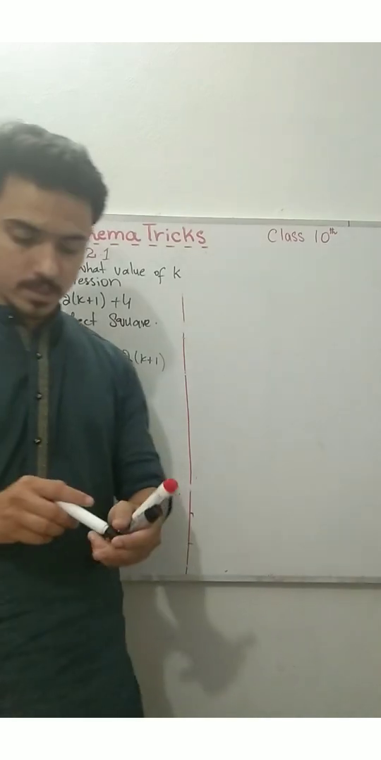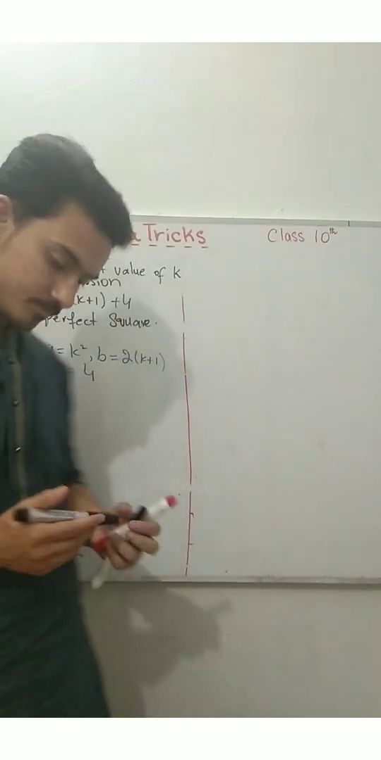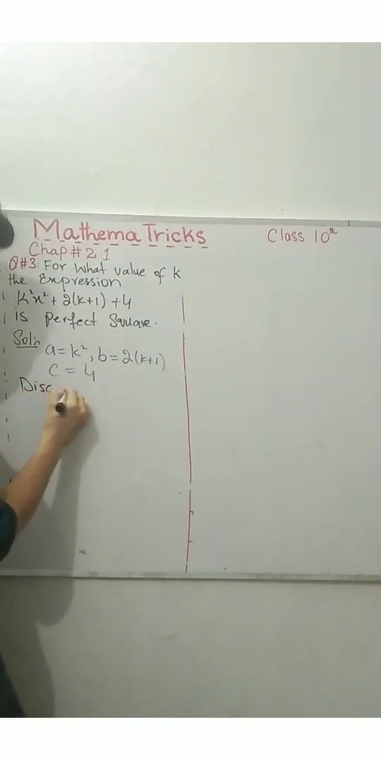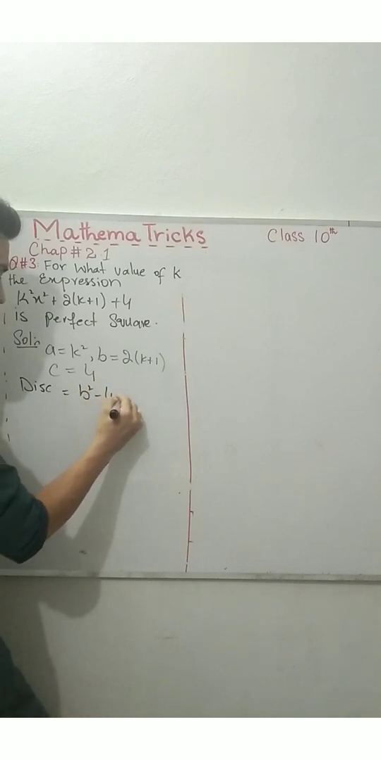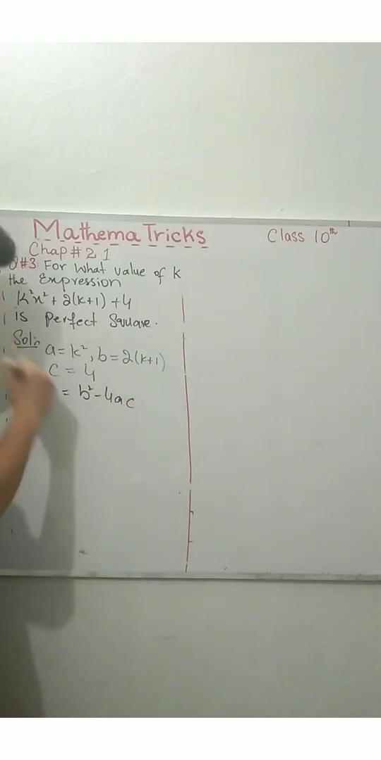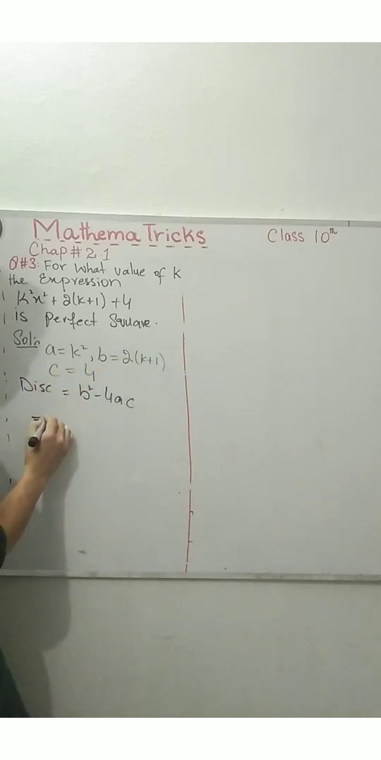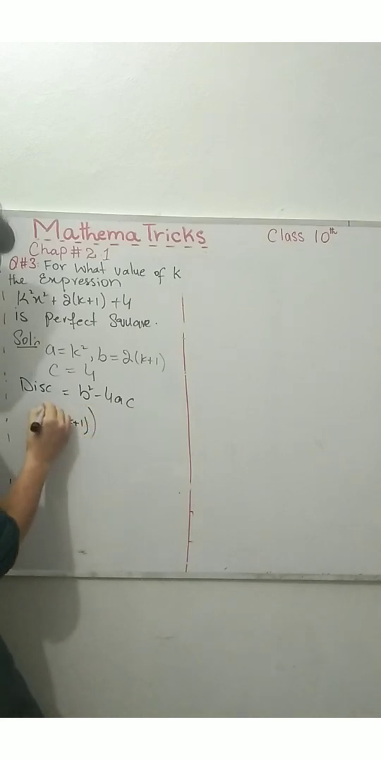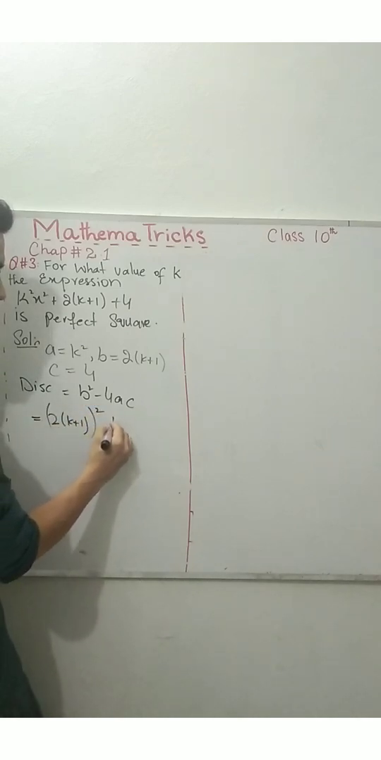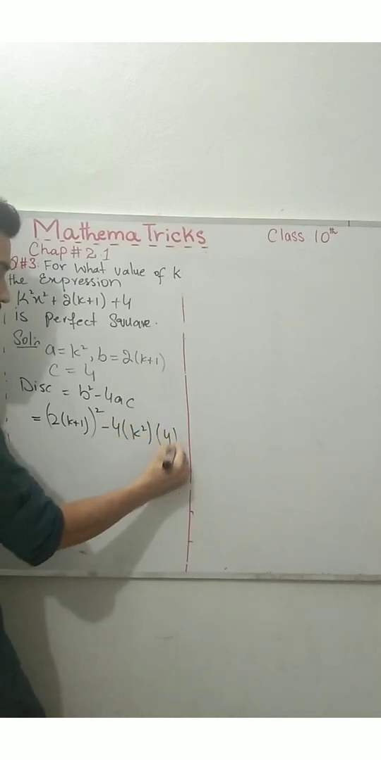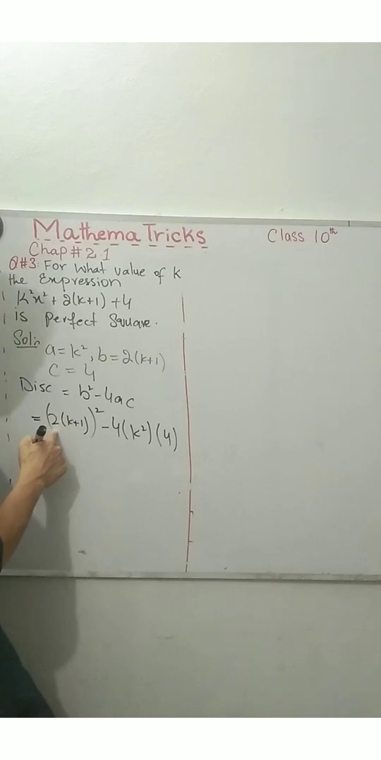What we need to find? Let's check out the discriminant, b square minus 4ac. What is b? I have b is 2 into k plus 1. So 2 into k plus 1 whole square as b square, minus 4, a is k square while c is 4. Let's multiply. The square of 2 is 4, into k plus 1 whole square.